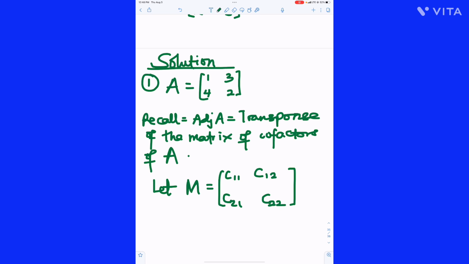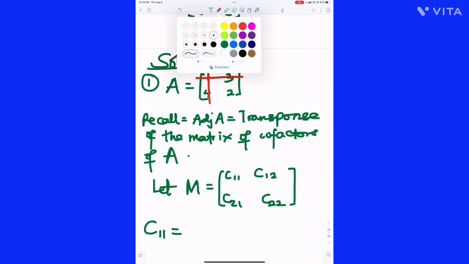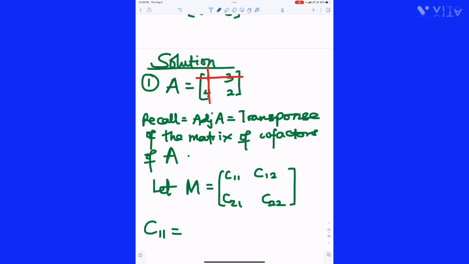So C11 is the cofactor of the element in the first row, first column. Let's find the cofactor of 1. To find the cofactor of 1, cross the row and column where 1 is located. Before I go on, let me write the signs. The signs of the cofactors should be plus, minus, minus, plus. So I have 2 left, and I'm going to give plus to 2. That gives me 2. The cofactor of this element 1 is 2. Take note of this.